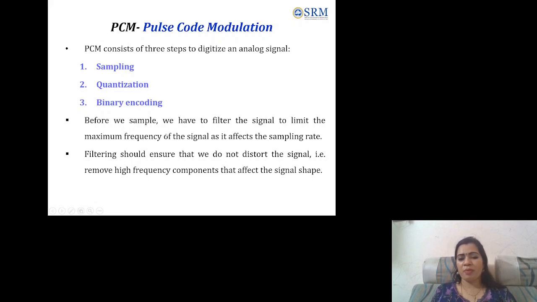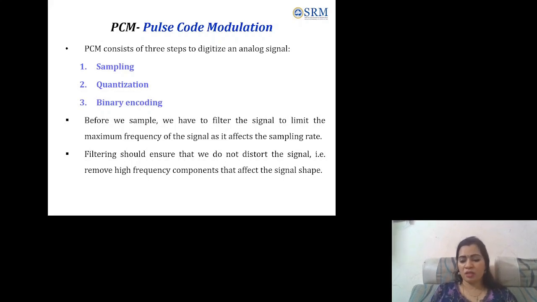Before we sample, we have to first filter the signal to limit the maximum frequency of the signal because it affects the sampling rate. And also we have to ensure that filtering should not distort the signal. That means we have to remove the high frequency components which affect the signal shape. So this is how pulse code modulation is done.